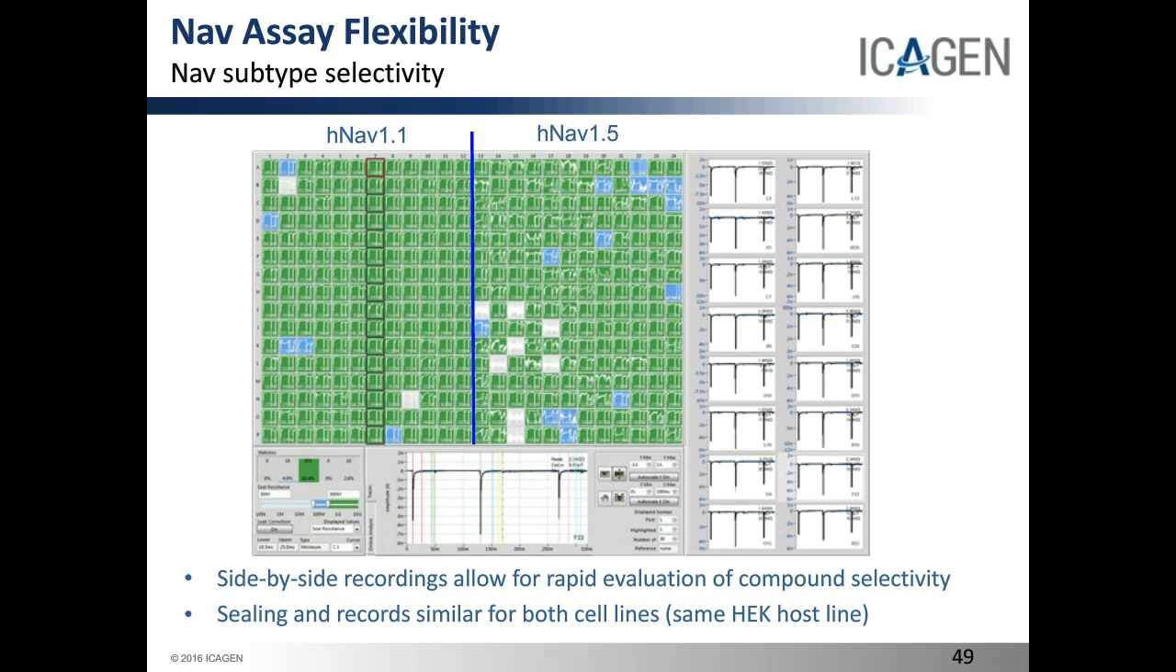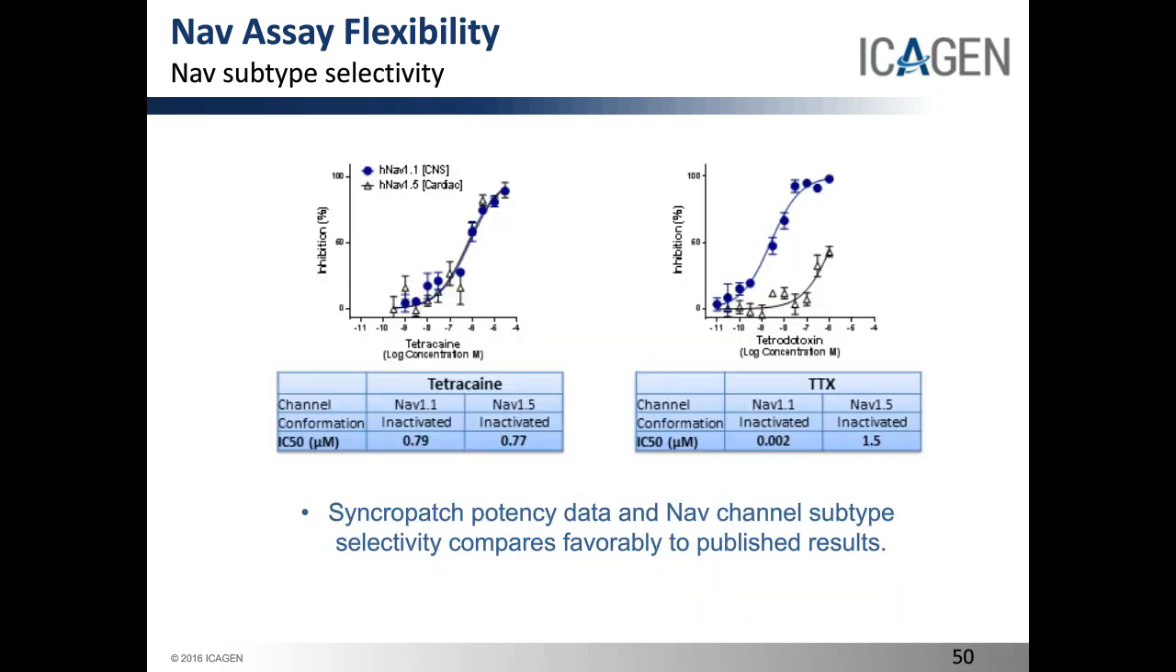Here we're looking at subtype selective inhibition of NAV11 or NAV15. These were recordings done simultaneously side by side on the same Syncropatch chip. I should have said previously, these recordings were done on single hole chips, so it's 1 cell landing per hole instead of previously when there were 9 cells per well landing for the KCNQ experiments. And again, we usually get 75% of our wells that give us usable data per experiment, so it's a highly efficient assay to run.